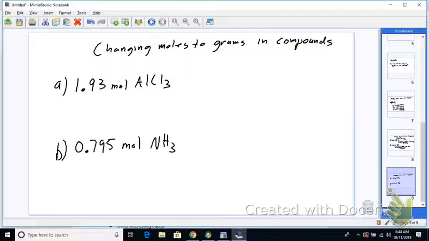Okay? The grams are going to be off the periodic table if it's an element, or you're going to do the calculation of it by using those weights to get a mole of a compound. Okay?